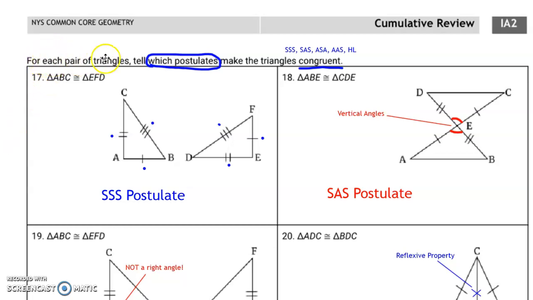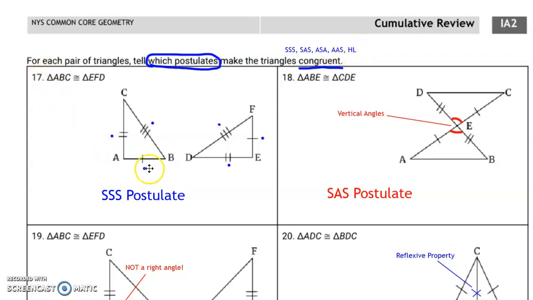It asks me for each pair of triangles to identify which postulates make the triangles congruent. These are the 5 different postulates that you are required to know. This is side, side, side postulate, side, angle, side, angle, angle, side, and this stands for hypotenuse leg.